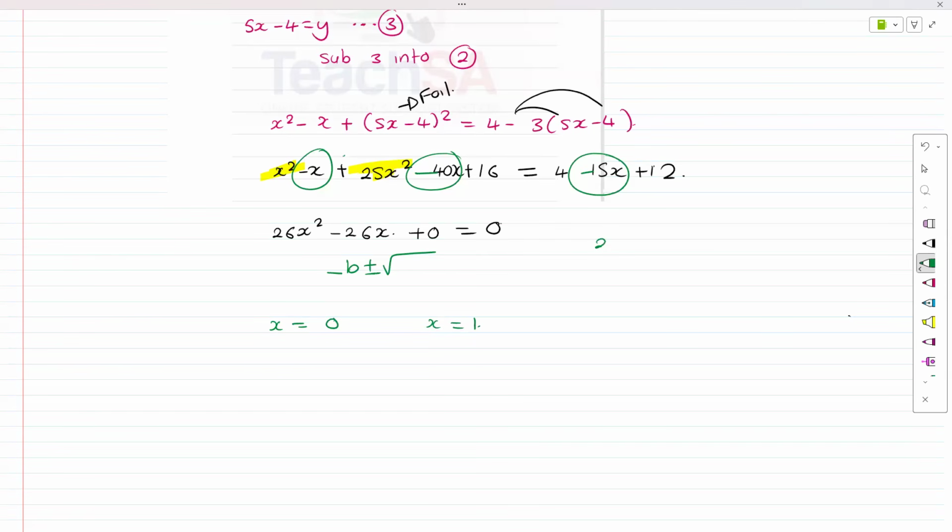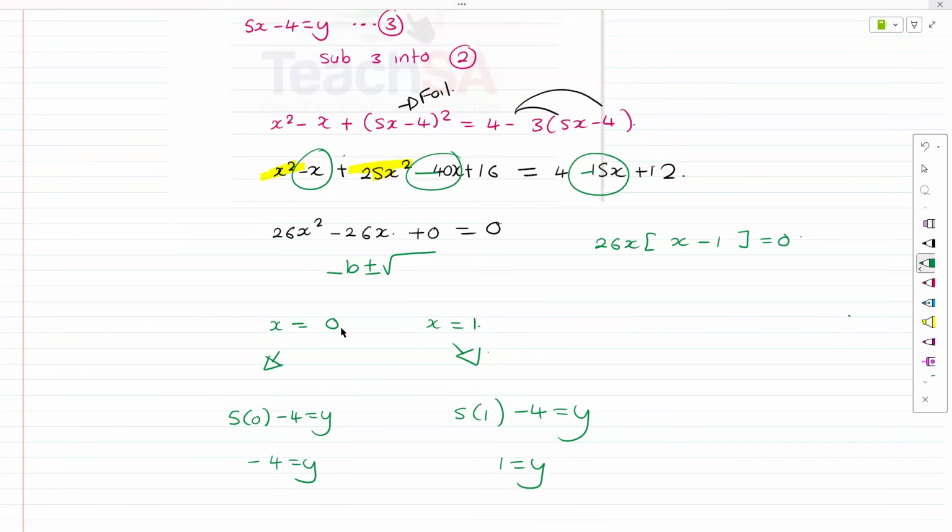If you did not use the minus b formula, we would take out 26x as a common factor, and you're left with x minus 1 equals 0. Right? And now when we substitute back into the y formula, this equals 5 into 0 minus 4 equals y. The 0 was not supposed to be there. The 1 was supposed to be there. And my two values: minus 4 equals y, or y equals 1. That's all. So it's up to you guys.